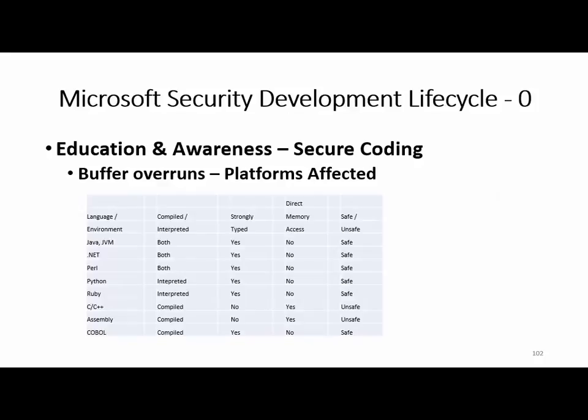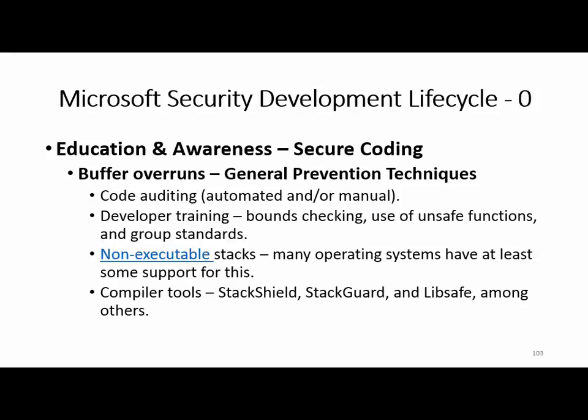I put this in here. I literally took this from online someplace, copied it to a spreadsheet, and then threw it in here. But the key things to realize when you look is C and C++ and assembly. All right, strongly typed, no. Memory access, yes. Unsafe. Oh, that's safe or unsafe. So the only ones deemed unsafe are C, C++, and assembly. Although, again, it is possible to get a buffer overflow under any platform.